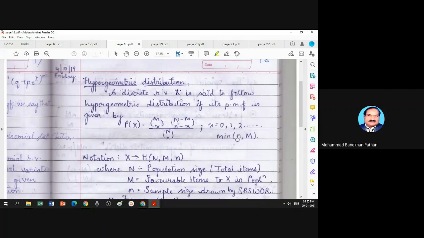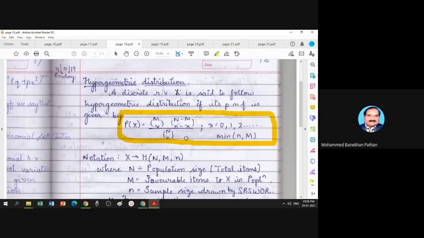Suppose small n is 4 and capital M is 5. So x will go from 0 to 4, and vice versa. Suppose capital M is 3 and small n is 5. So your x will go from 0, 1, 2 up to 3. So the minimum of these two values is the upper bound for variable x. Such a function is to be remembered as the hypergeometric distribution.